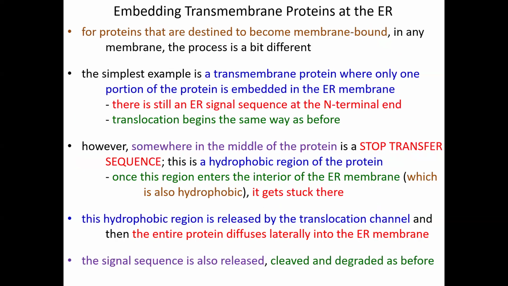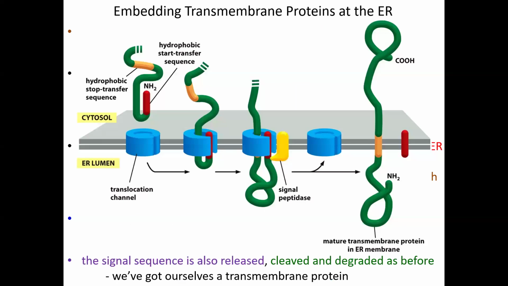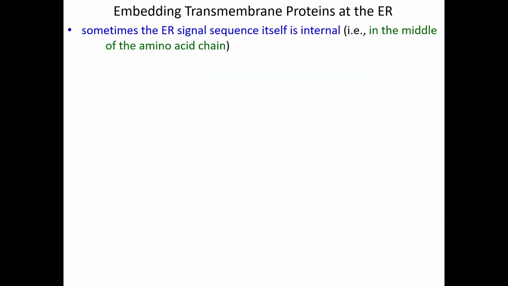The signaling sequence will be cleaved as before, and degraded as before, and we've got ourselves a transmembrane protein. This protein can be packaged into a vesicle and shipped to ultimately the cell membrane. And then instead of being trapped in the ER membrane, it'll be trapped in the cell membrane, which is exactly where it's needed.